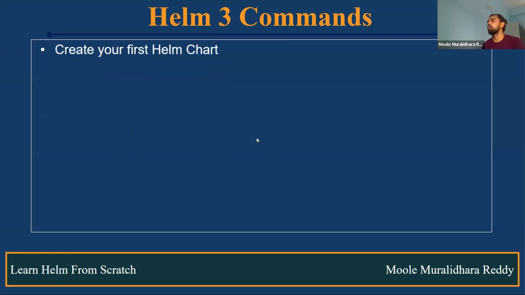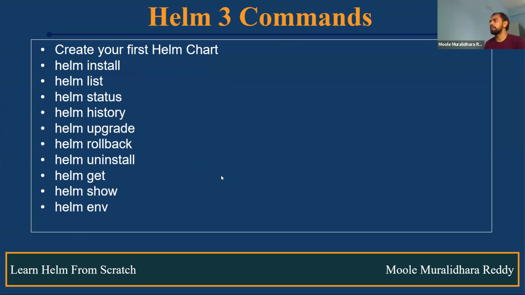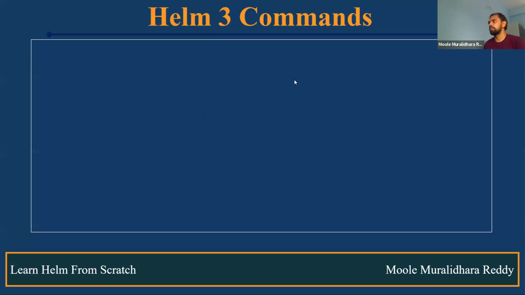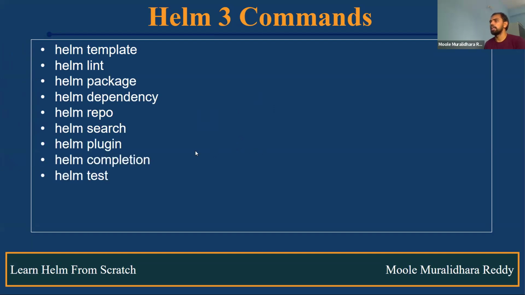In this Helm 3 section, how do we create a Helm chart, and also the Helm install command, Helm list, Helm status, history command, upgrade command, how do we roll back if we want, and how do we uninstall a specific release. Also the Helm get command, show command, Helm env command, and a few more commands that we discuss in this course: Helm template, Helm lint, Helm package, Helm dependency, Helm repo, Helm search, Helm plugin, Helm completion, and Helm test command. These are the Helm 3 related commands.